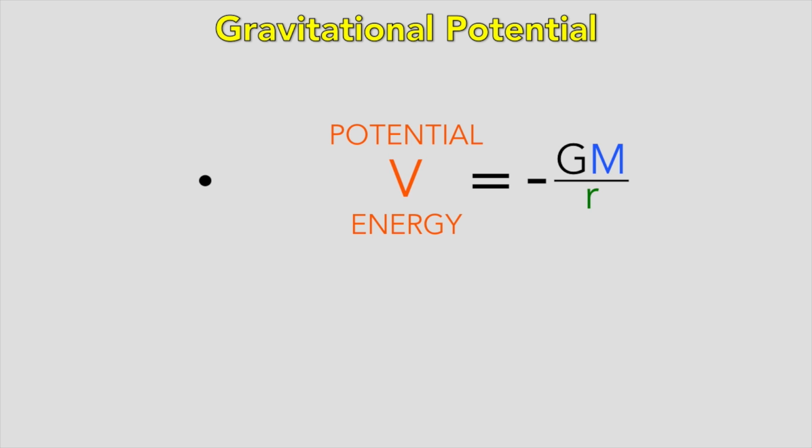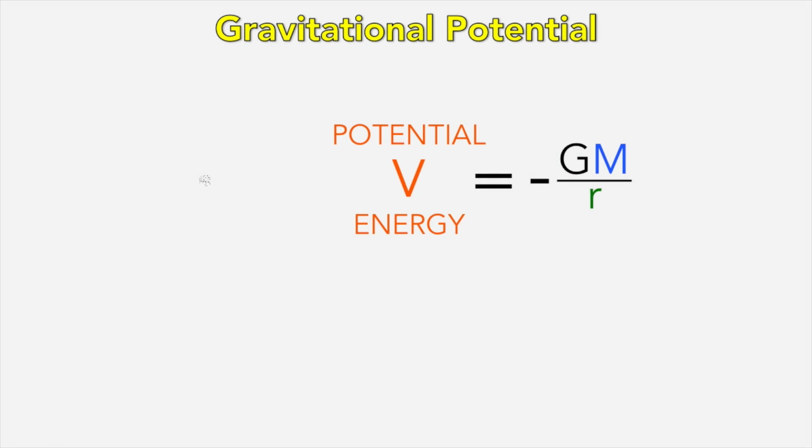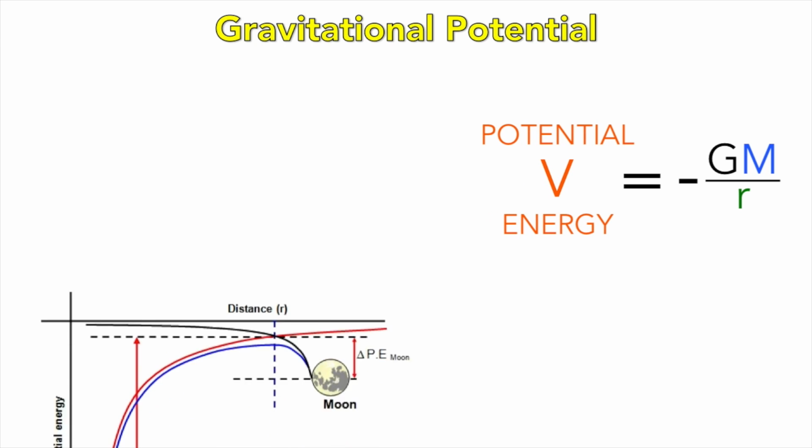The gradient of the graph at any point will give you minus g at that point, so you can deduce g equals minus delta V over delta r.